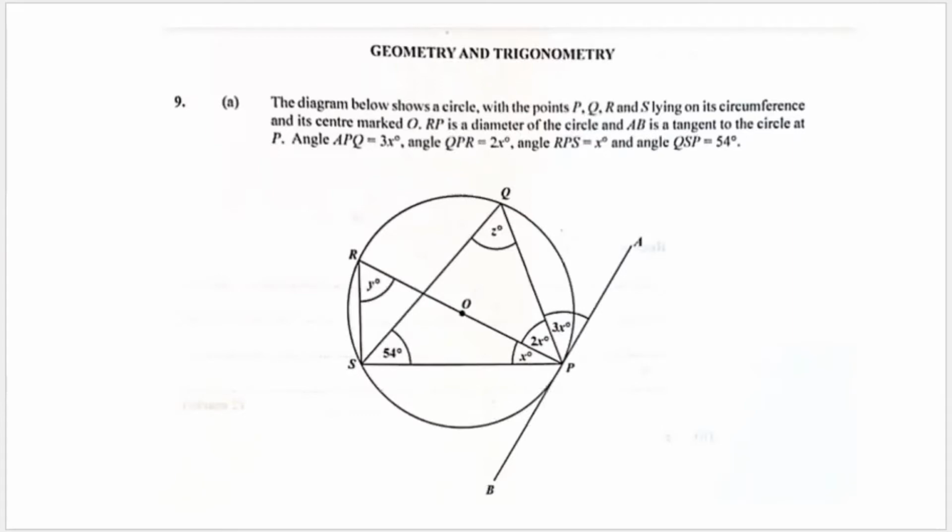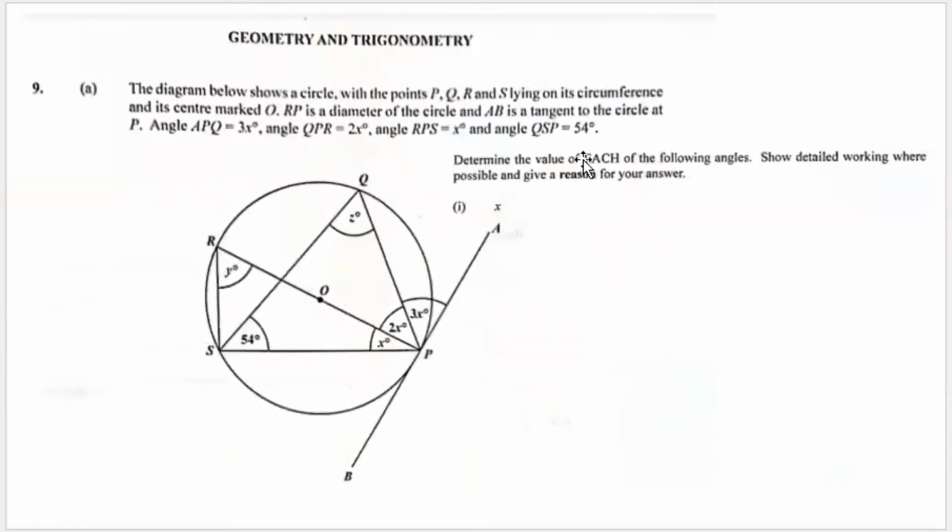Question 9.8 says the diagram below shows a circle with the points P, Q, R and S lying on its circumference and its center, which is marked by O, and it says RP is a diameter of the circle and AB, so this is AB, is a tangent to the circle at P. So this is the point at P where the tangent meets the circle, and it says angle APQ is equal to 3x degrees, angle QPR is equal to 2x degrees, and angle RPS is equal to x degrees, and angle QSP is equal to 54 degrees.